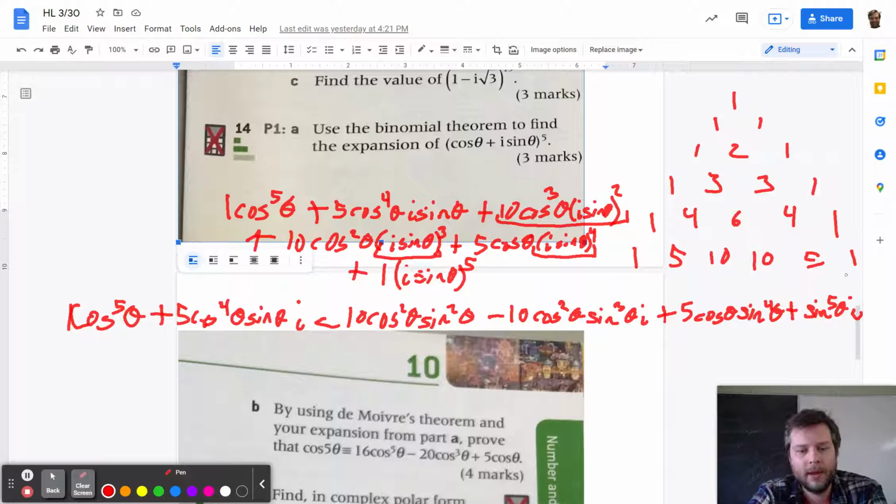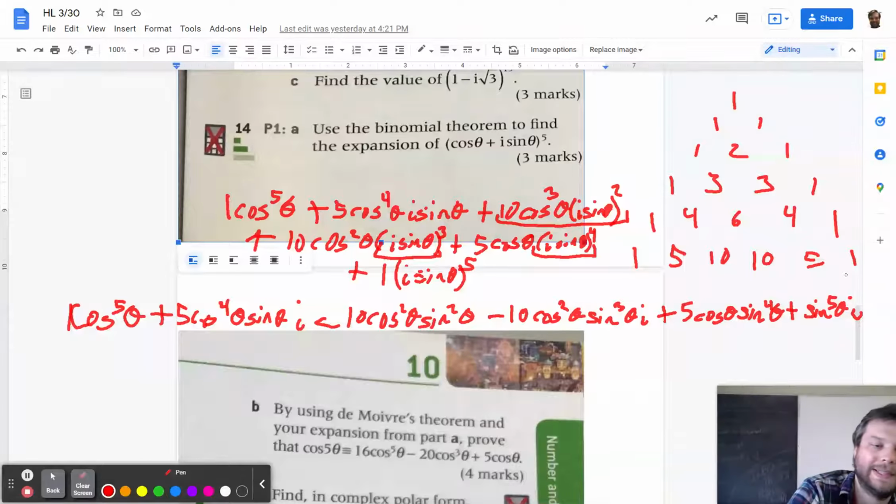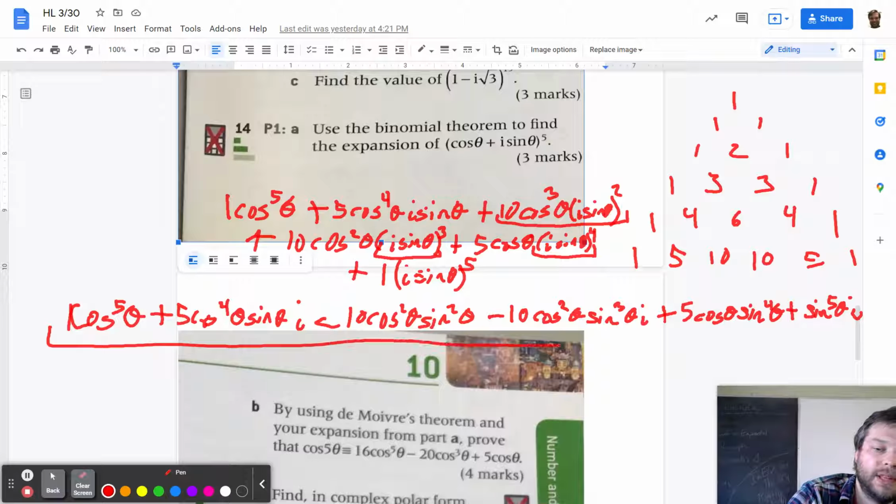Okay. Next, part B. By using de Moivre's theorem and your expansion from part A, prove that cosine of 5 theta equals all that other junk right there. Okay. So de Moivre's theorem is that you can raise complex numbers to any power that you want.